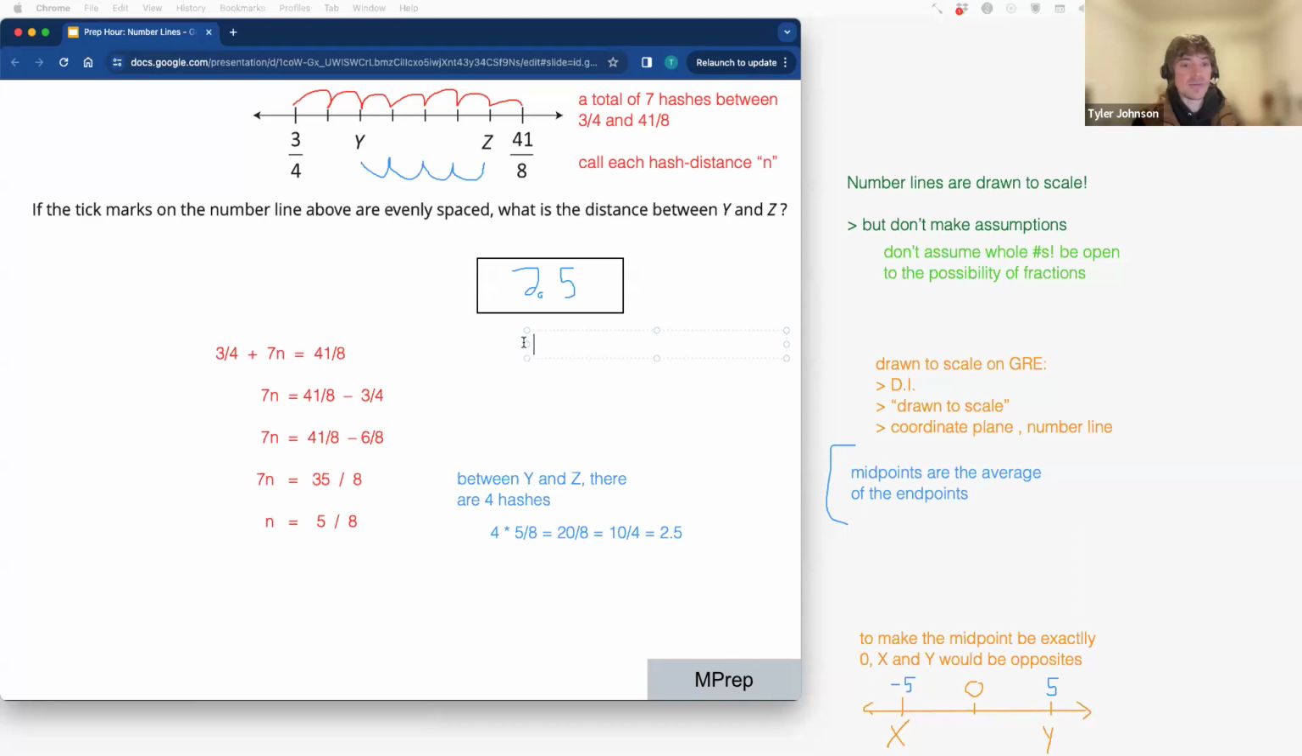And the takeaway I'd recommend for this is to introduce a variable for the space between known values. All right, so calling each one of these its own n unit, that's what really unlocks the rest of the problem.